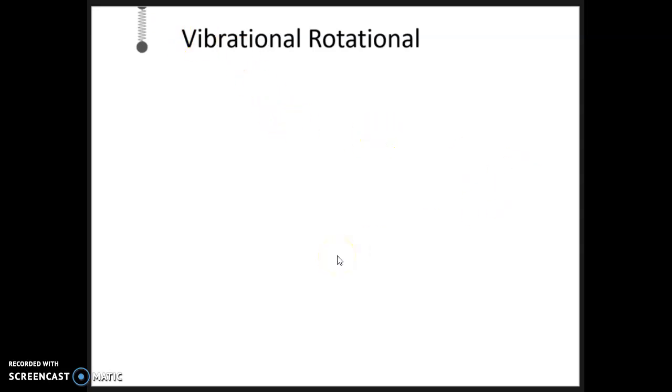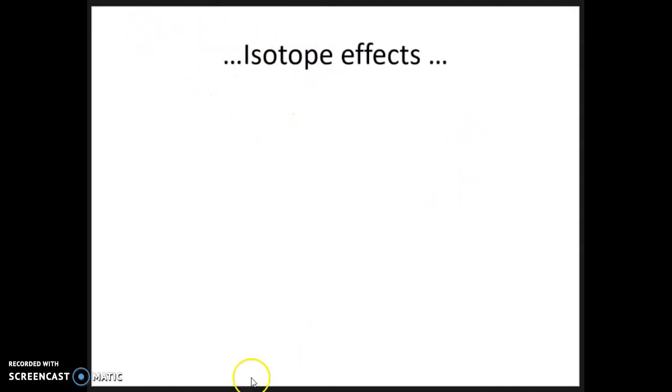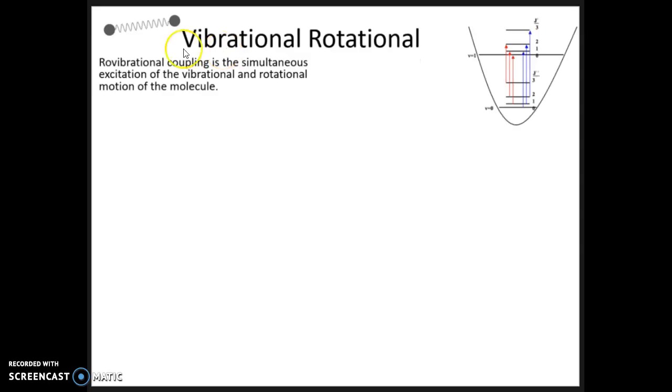In this video, we will talk about rotational lines associated with vibrational transitions, called vibrational rotational spectrum. So that's simultaneous rotation and vibration of a molecule. We can see that each vibrational level, because it's higher in energy, has rotational levels within it.